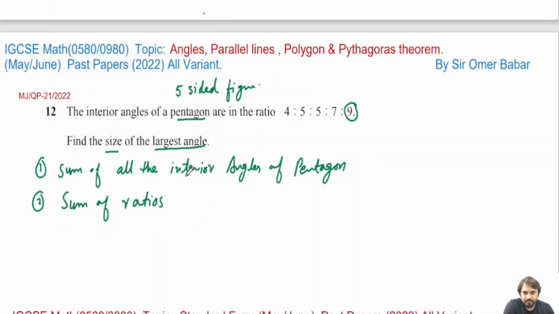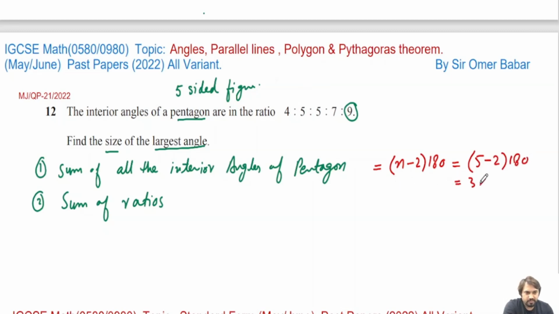So here we are going to calculate the sum of all the interior angles of a pentagon, and what is the formula for this one? We have n minus 2 into 180. This is the formula to calculate the sum of all the interior angles of a polygon. You can apply this formula to any polygon. Now, n is the number of sides. A pentagon has 5 sides, so 5 minus 2 into 180.